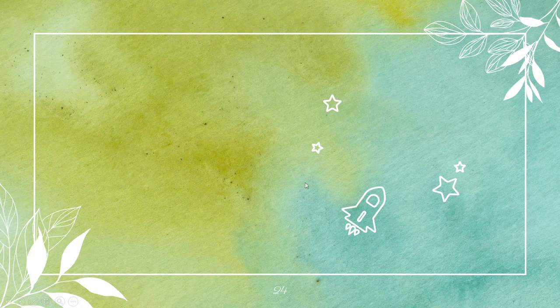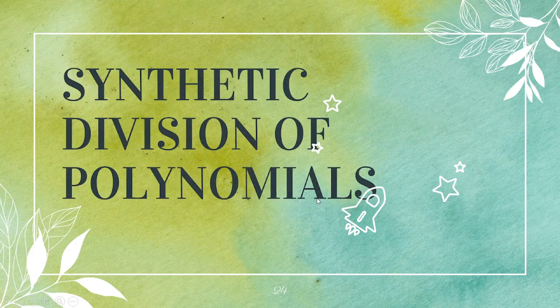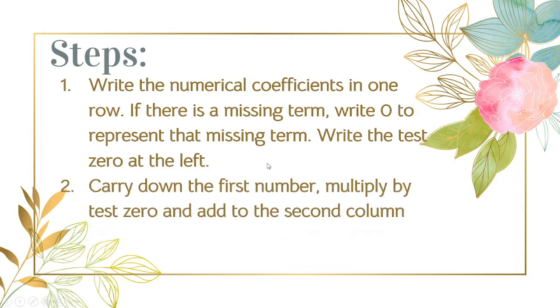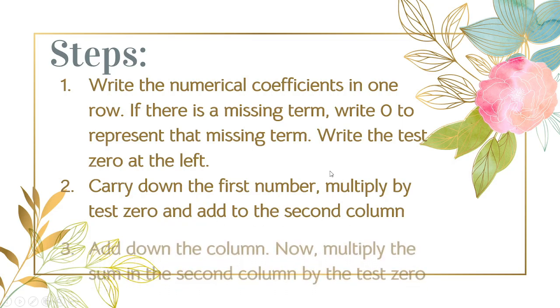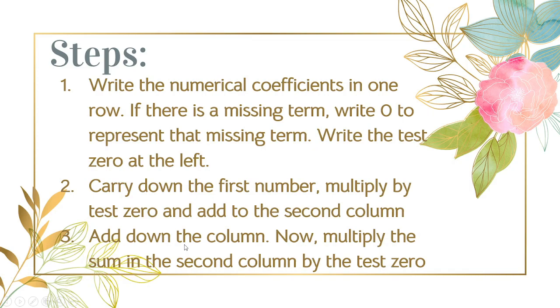Next, let's have the other way, using the synthetic division method. In synthetic division, these are the steps. First, write the numerical coefficients in one row. If there is a missing term, write 0 to represent that missing term. Write the test 0 at the left. Number 2, carry down the first number, multiply by the test 0, and add to the second column. Number 3, add down the column.